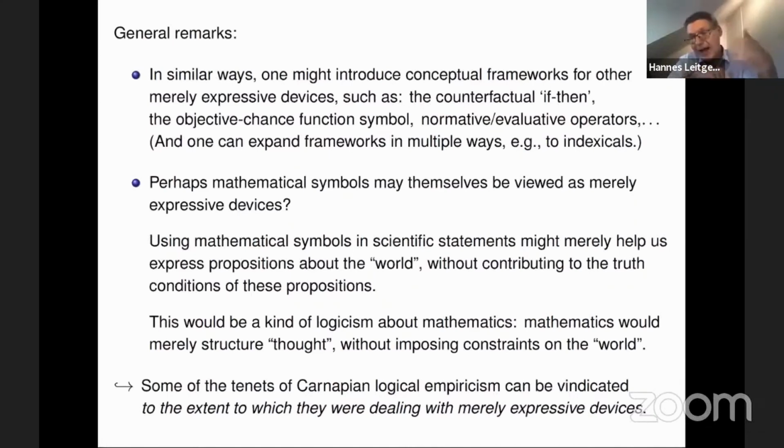Maybe ultimately you even get a version of logicism going. Maybe mathematical symbols are themselves just merely expressive devices. They help you to grasp thoughts about the world out there, but they don't contribute to the truth conditions of the propositions thereby expressed about the world out there. But these things I haven't touched, and I'm not totally clear about all these things myself at this point. So ultimately, I hope some of the tenets of Carnapian logical empiricism can be vindicated, at least to the extent to which they were dealing with merely expressive devices.